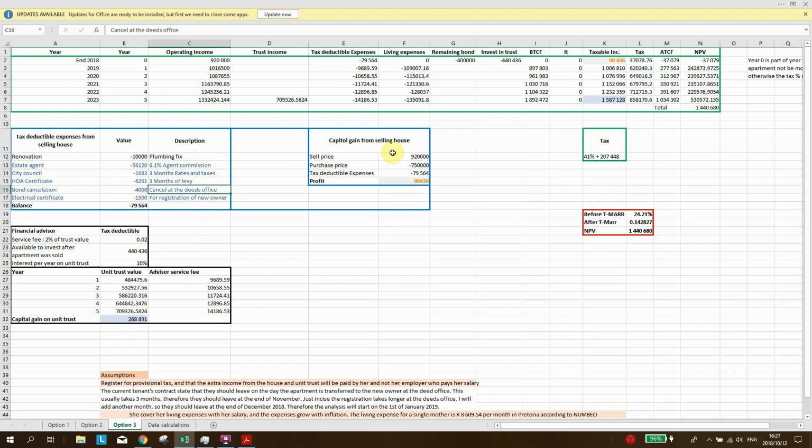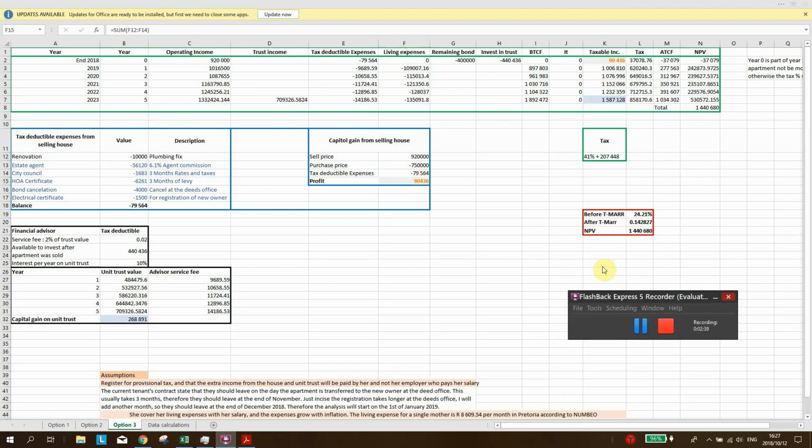And then the capital gains for selling the house for 920 can be seen here, with a profit of 90,000. Sorry for pausing so much. My PowerPoint recorder didn't work, so I had to download another recorder.